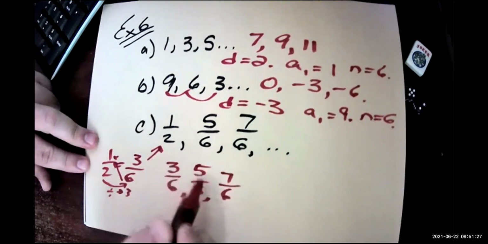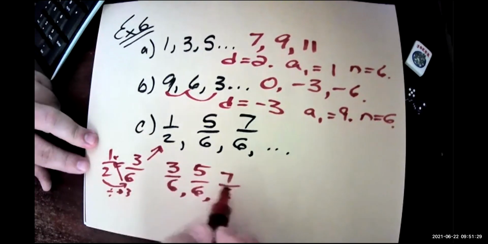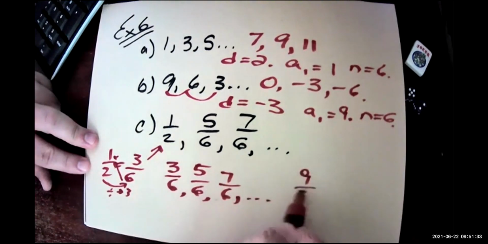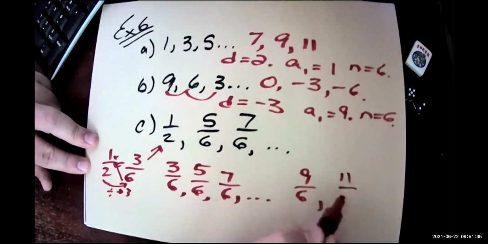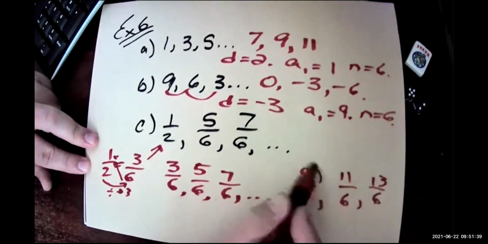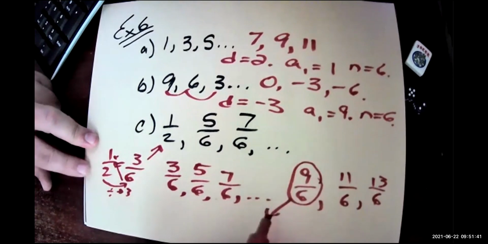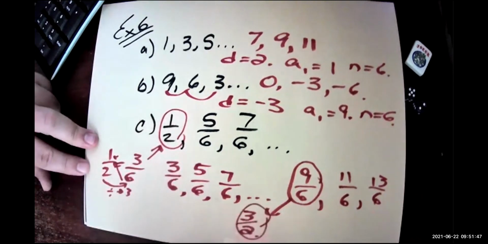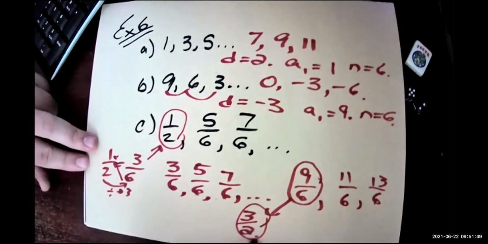It's like 3 apples, 5 apples, 7 apples. Same idea. So what comes next? Okay, 9 apples, 11 apples, 13 apples. And by the way, this is not very nice. So we're going to be smart and change that into 3/2, the same way this was changed into 1/2. And these are the solutions we're actually looking for. This number, and this number.